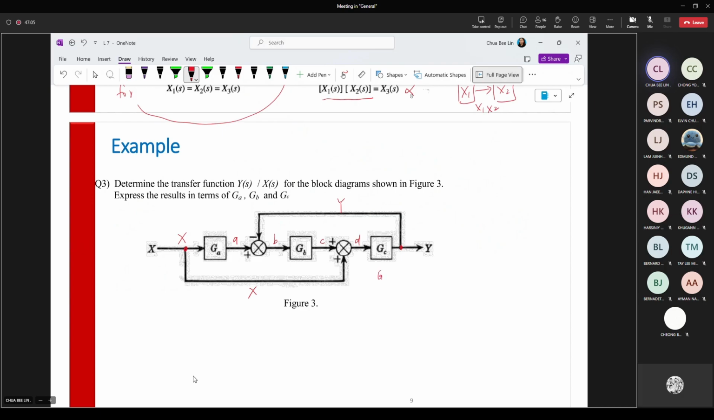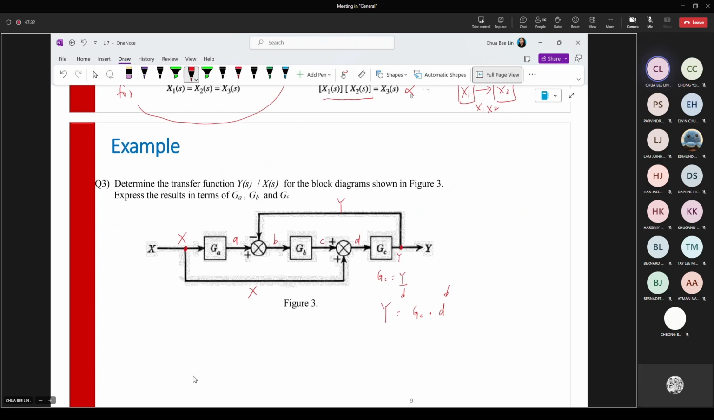What is your GC? Your GC is output Y over the input D. So what is your Y? You will finally have your equation to determine Y over the X. So you'll be arranging your Y equivalent to GC multiplied with the D. So this D is the one you have created just now. You have to replace them.